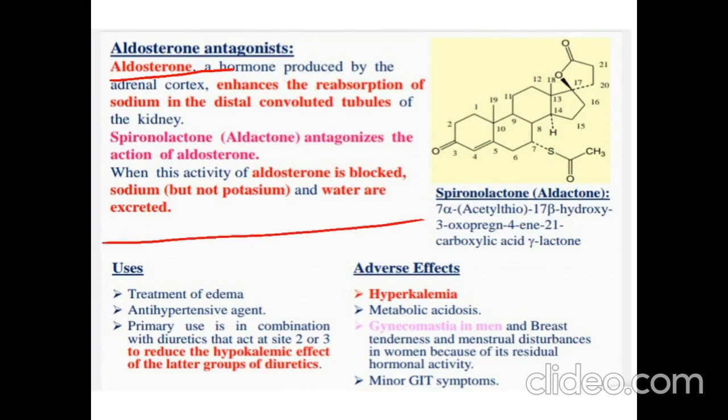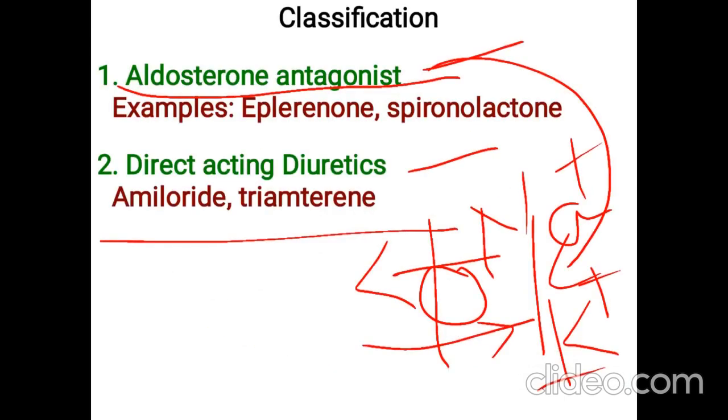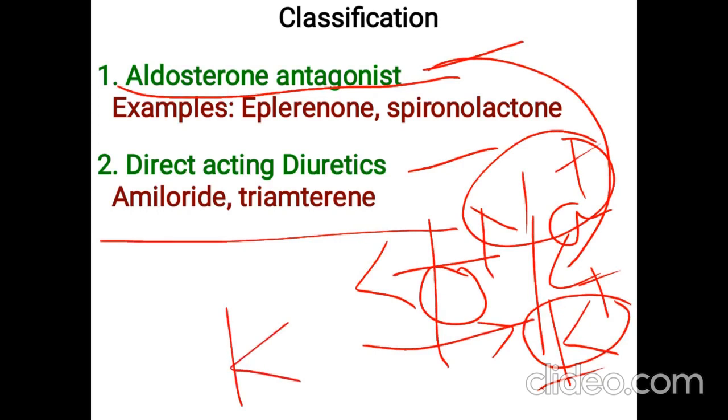So sodium and water are excreted, but the potassium ion will remain in the blood. Now, as I have told, these sodium ions and potassium ions: the potassium ions come from blood into the urine, and sodium ions exit from urine into the blood. So reabsorption of sodium ion and excretion of potassium ion take place during normal functioning. But when we are giving the aldosterone antagonist, this process is inhibited.